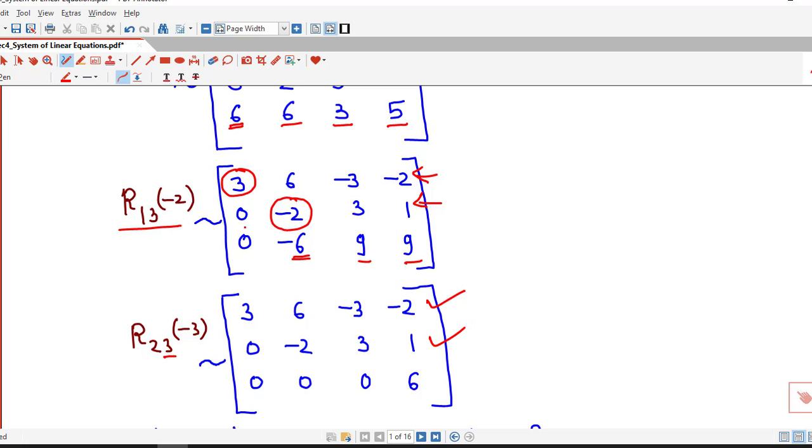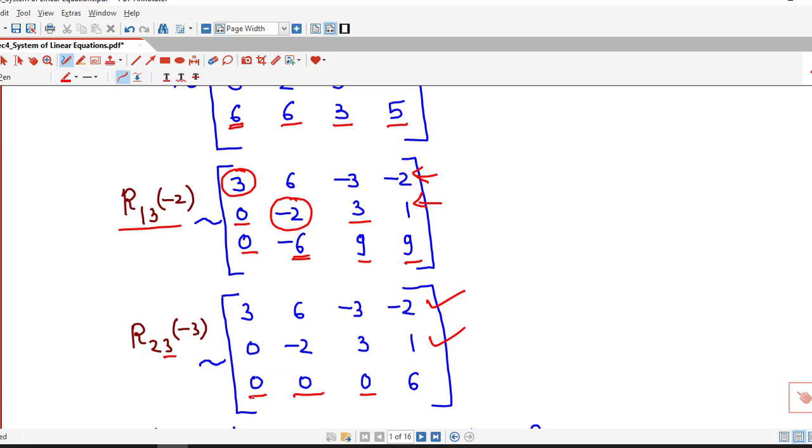Here we have to multiply the second row by minus 3 and add here. So 0 into minus 3 plus 0, which is 0. Minus 2 into minus 3, which is 6, and minus 6, so 0. 3 into minus 3, which is minus 9 plus 9, so we obtain 0. And 1 into minus 3, that is minus 3 plus 9, which is 6. So this is in row echelon form.